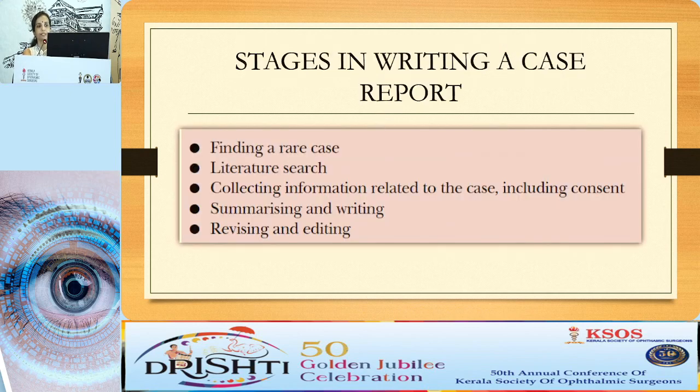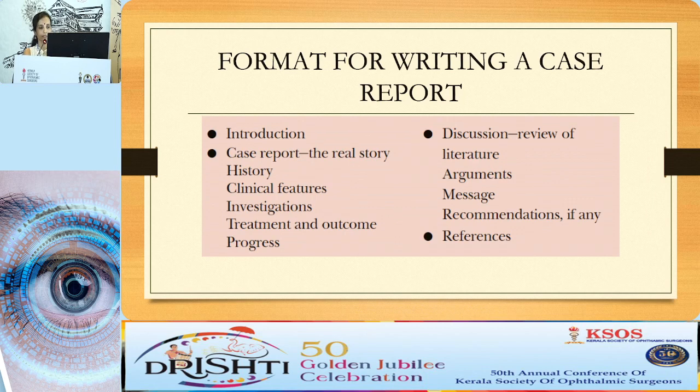So let's go to the stages in writing a case report. First thing is to find a case or a disease which is worth reporting. Then do a proper literature search, collect information related to the case, get consent from the patient, summarize and write it, revise and edit it. So this I've already discussed, the format for writing a case report.